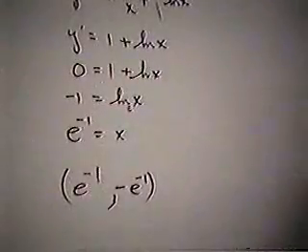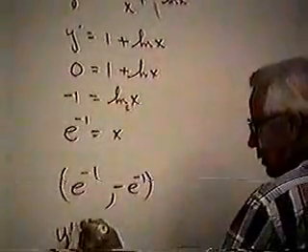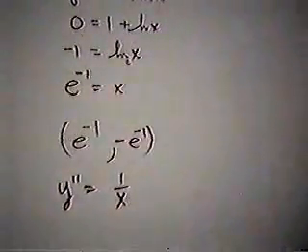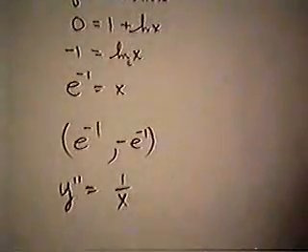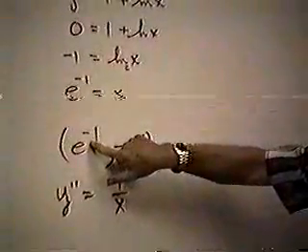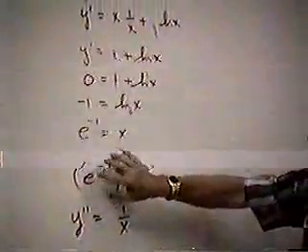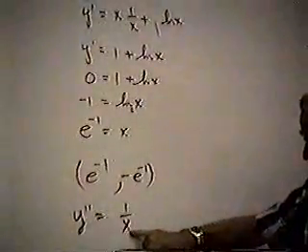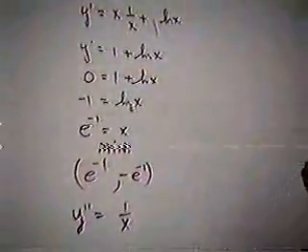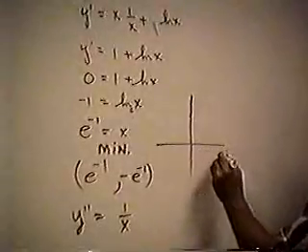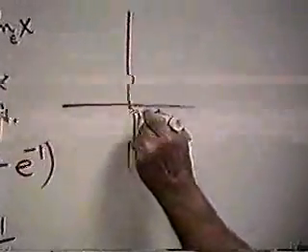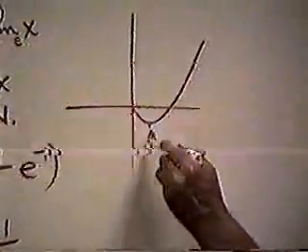All right. To determine maximum or minimum, let's take the second derivative. Second derivative would be 1 over x. Derivative of 1 is 0, and derivative of log of x is 1 over x. Now, if I put in e to the minus 1, which is like 0.37, it's a positive number. 1 over a positive number is positive, therefore this is a minimum. And graphically, if you notice in the notes there, over here at 0.37, down at minus 0.37, we have a minimum point.